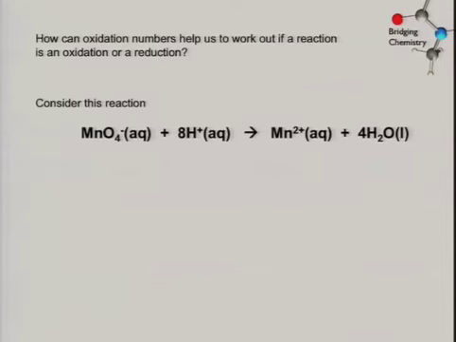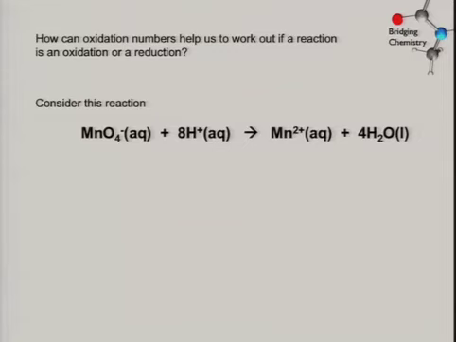Right, so how can oxidation numbers help us work out if this reaction is an oxidation or a reduction? So here's one of the old favourites, purple permanganate. Anyone not done anything with permanganate before? One person. I'm sure we do this in a lab at some point. So this is that dark purple stuff that goes colourless when you do reactions with it.